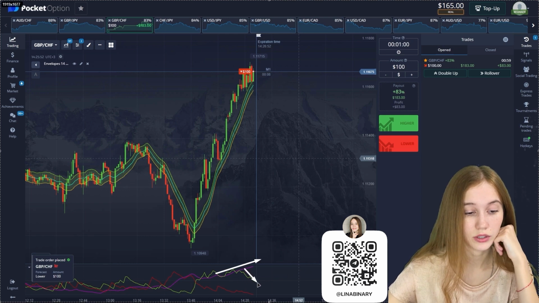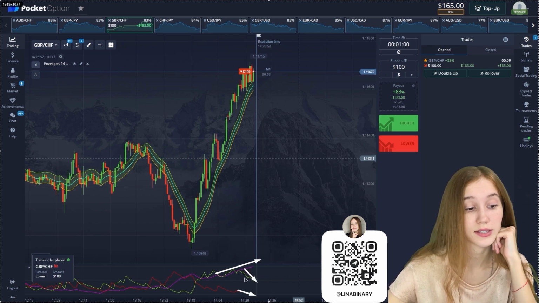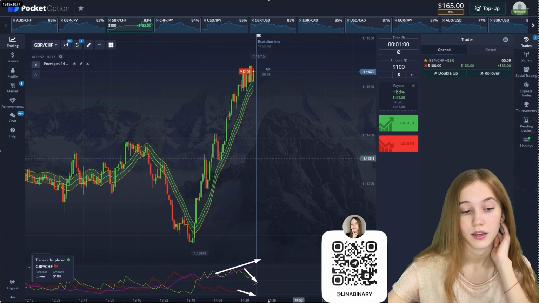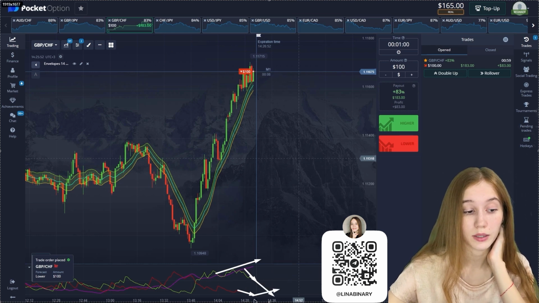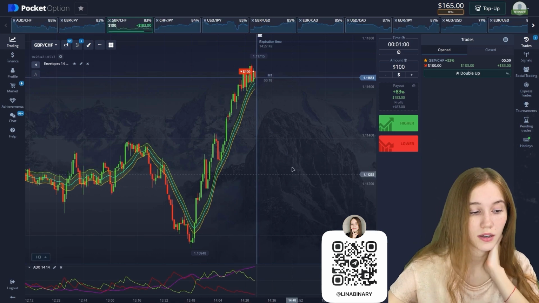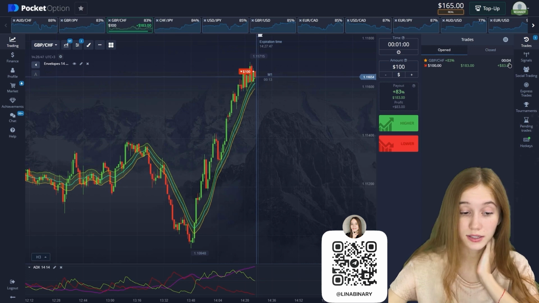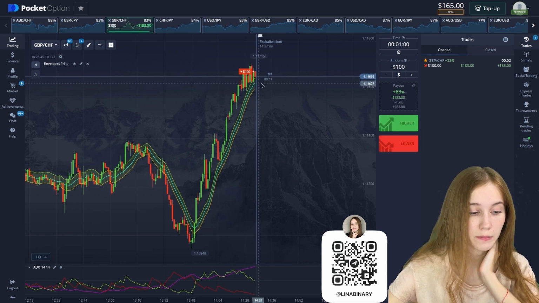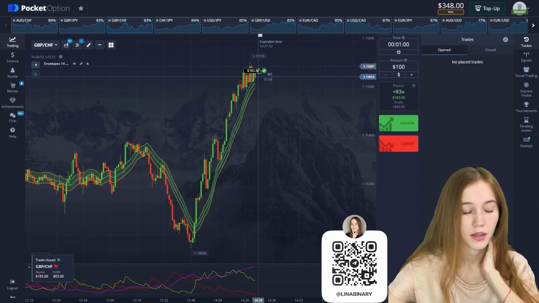Green should go down. The red line has a smaller angle than the green line. This means that most likely they will intersect and the trend will change. Let's see. 4 seconds left. Candle at the bottom. Excellent, the deal closes in plus. The balance is growing. Let's move on to the next concept.